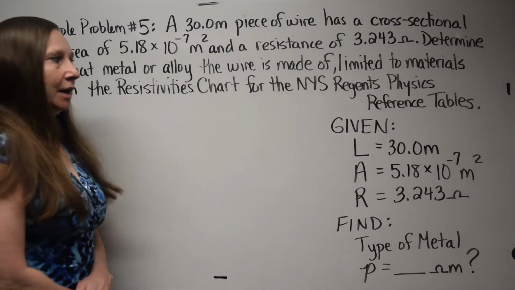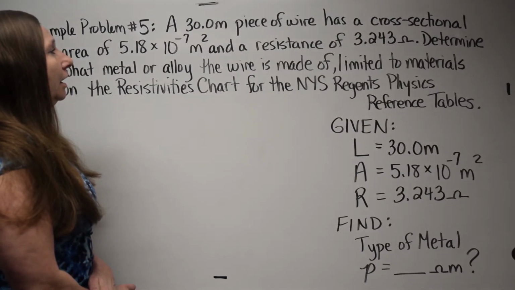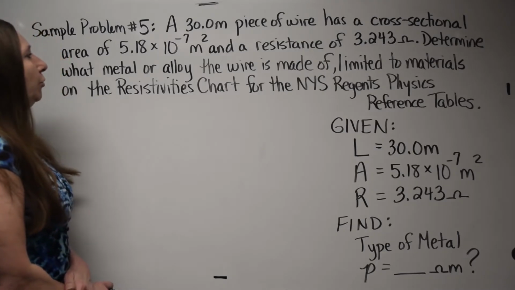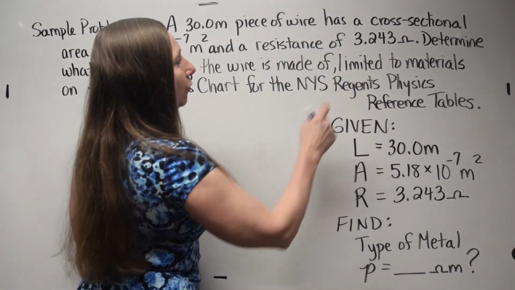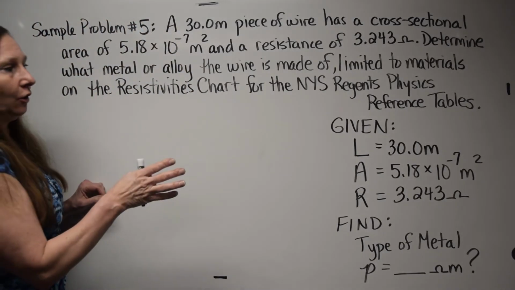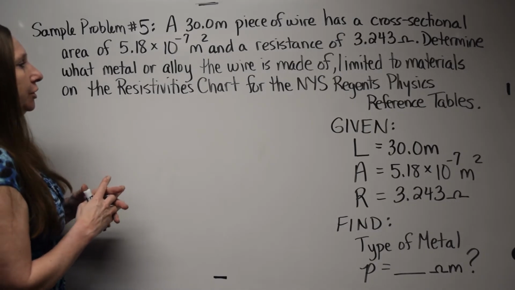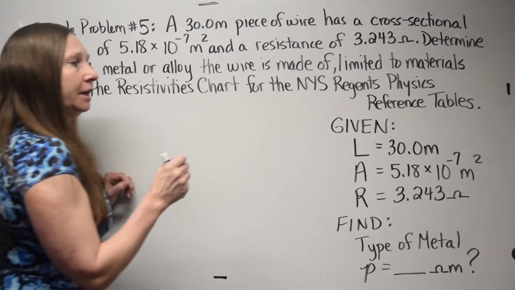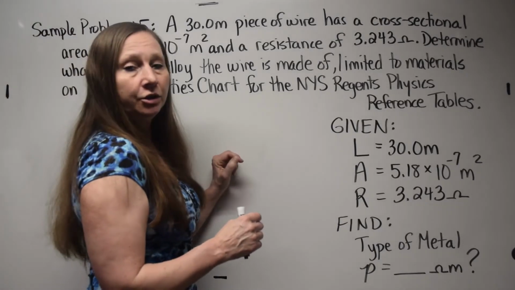Here's a slightly different type of problem. Problem number 5. A 30 meter piece of wire has a cross-sectional area of 5.18 times 10 to the negative 7 meters squared and a resistance of 3.243 ohms. Determine what metal or alloy, an alloy would be a mixture of 2 or more different metals melted together to make a solution. Determine what metal or alloy the wire is made of, limited to the choices on the resistivities chart for the New York State Regents Physics reference tables.